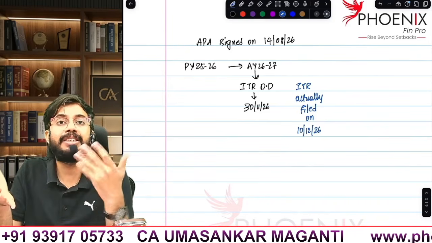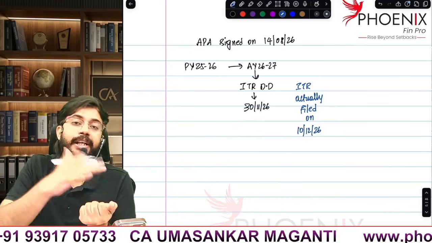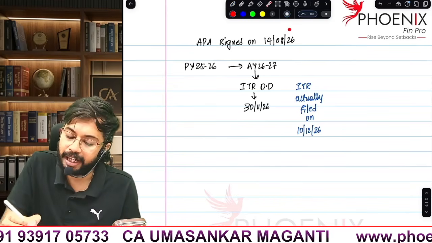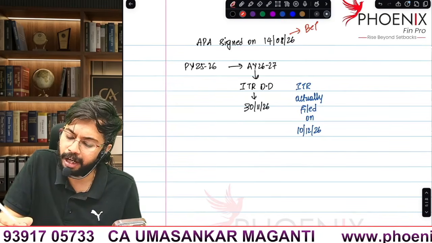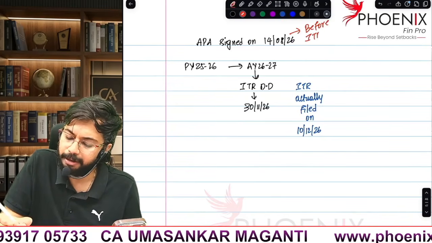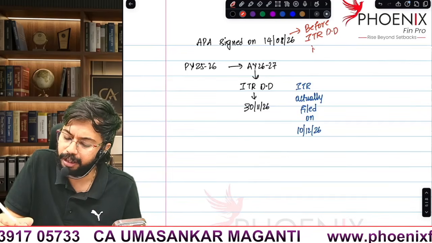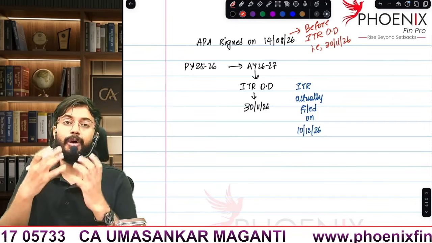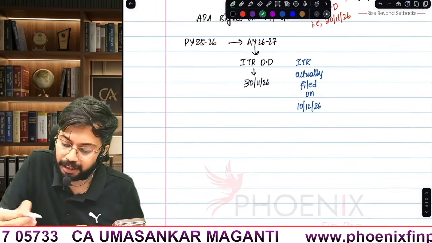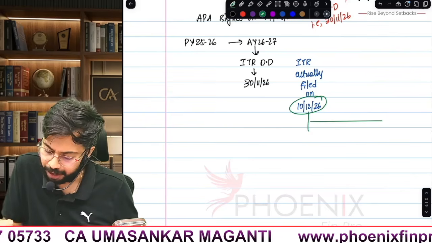But APA was signed before 30th November 26. APA was signed on 14th August 26. That means APA was signed before ITR due date, before 30th November 2026. In this case, how to handle? From 10th December 26, you have to calculate 90 days.